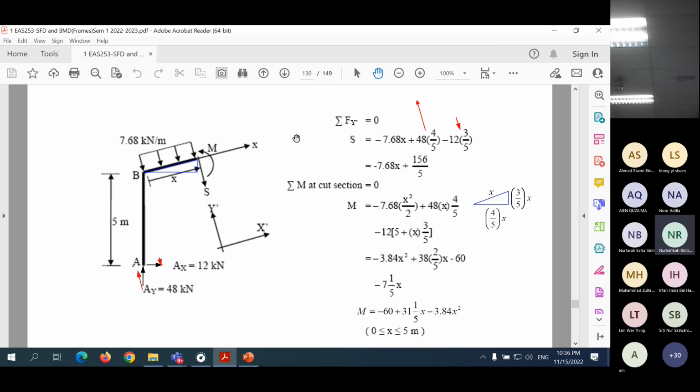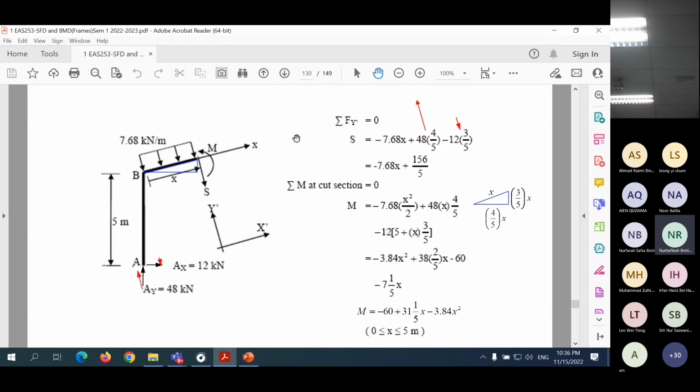Here, we don't need to find this component. For moment, we can make use of this and this. But to take moment at this, you must find the perpendicular distance. To find the moment caused by this, you must find the perpendicular distance in this vertical direction until here. So this is the calculation that we use here.